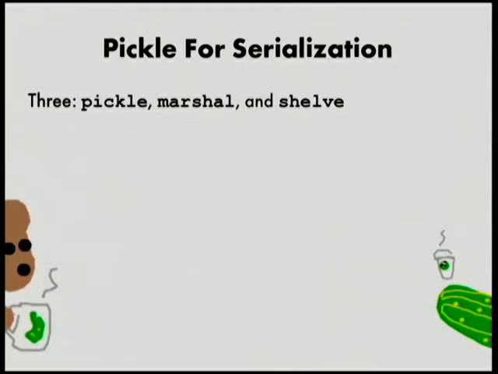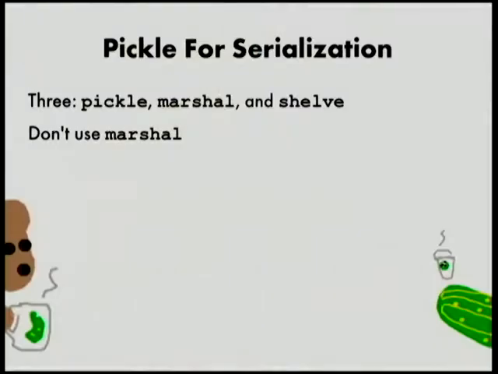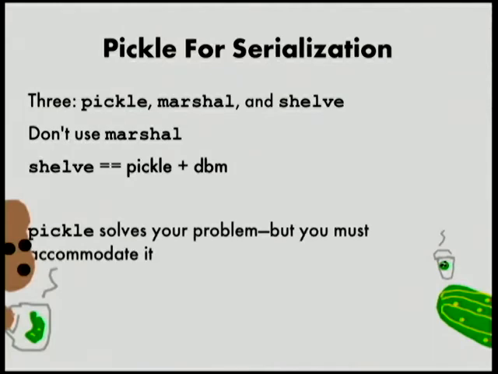There are three binary serialization protocols built into Python: Pickle, Marshall, and Shelve. Of those, you don't want to use Marshall. That's really for Python's internal use. It changes with every version just about. It's not as flexible as Pickle. And Shelve is really Pickle using a database backend rather than just using a file, so you're not really gaining anything there. So you should use Pickle.